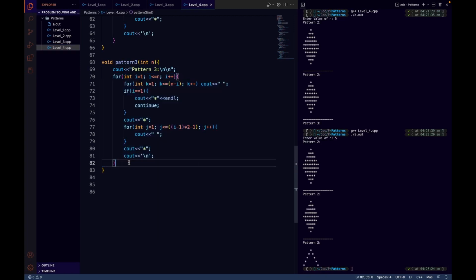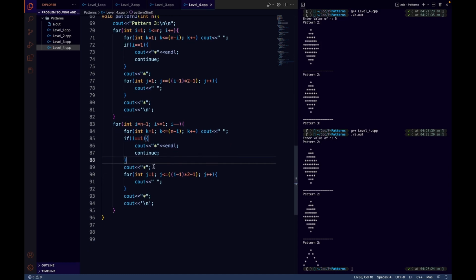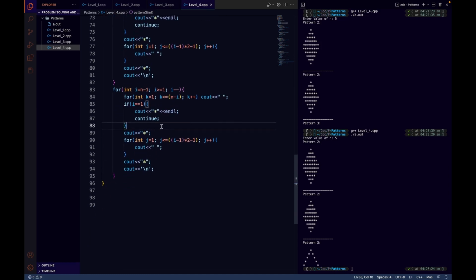So let me take this code, copy this, paste it, and just reverse the order. Here i should be greater than or equal to 1, and instead of i plus plus we're decrementing i, and we are starting with n minus 1. All the conditions remain the same, and this should work now.